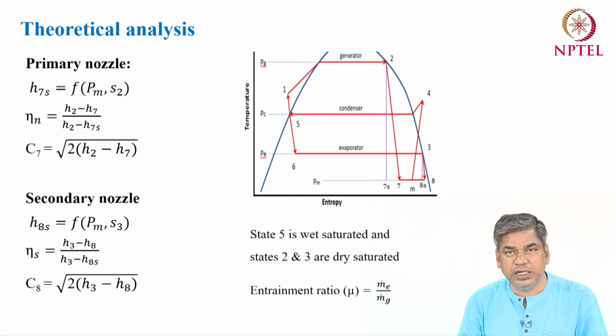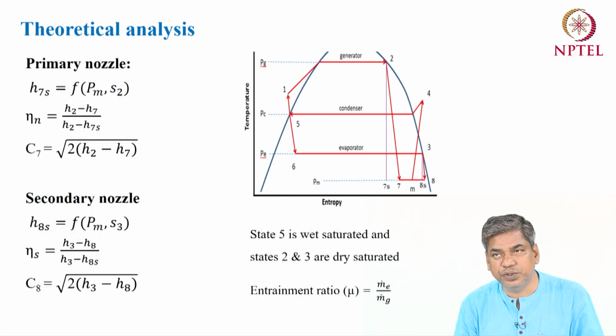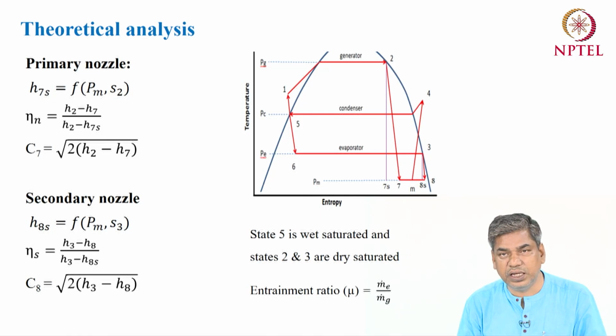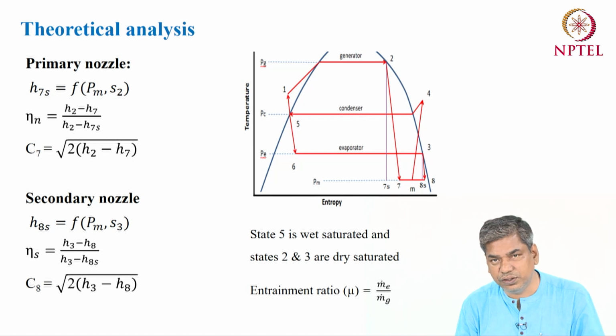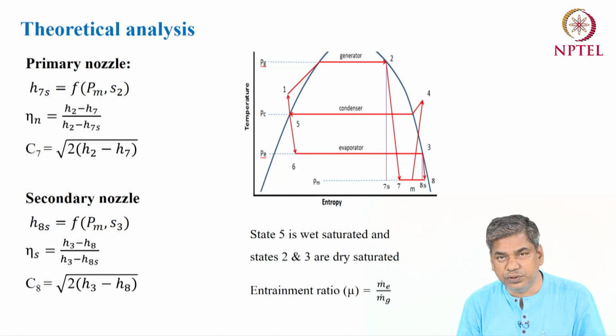Then for the secondary nozzle we can do a similar calculation. H8S represents the enthalpy after the isentropic process in the secondary nozzle, and then we can use the isentropic efficiency of the secondary nozzle to get the actual enthalpy at the outlet of the secondary nozzle. Then we can use this last equation to calculate the velocity after the secondary nozzle.